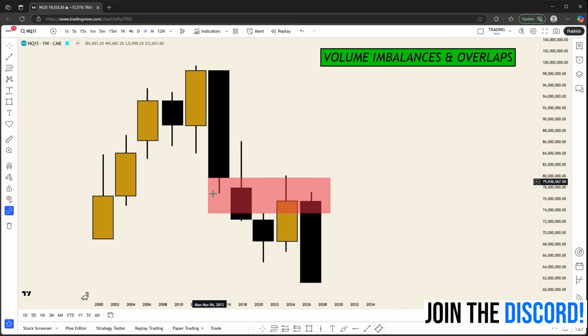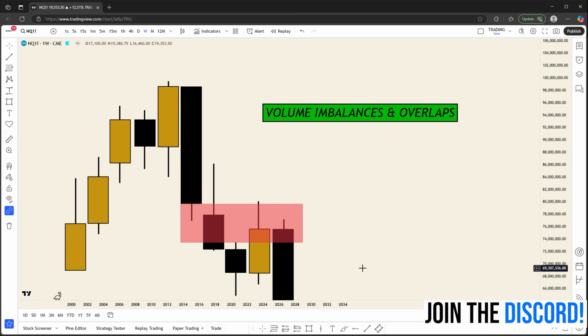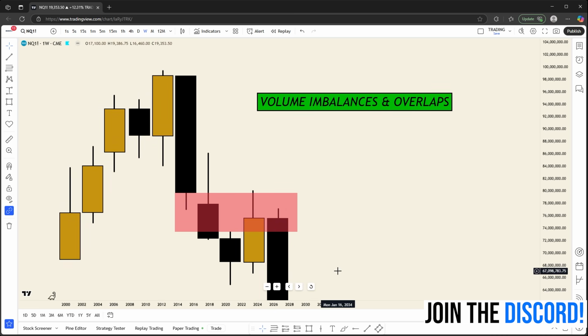So I wouldn't consider this really a volume imbalance. I would consider this a fair value gap. And I would consider this a more true volume imbalance because there is no fair value gap connected to it. So hopefully that makes sense. We could go to chart examples as well. I'll do a couple chart examples in this video, but overlaps and volume imbalances are pretty simple and quite, I guess, a small part. So I'm mostly just going to show you how to mark them.